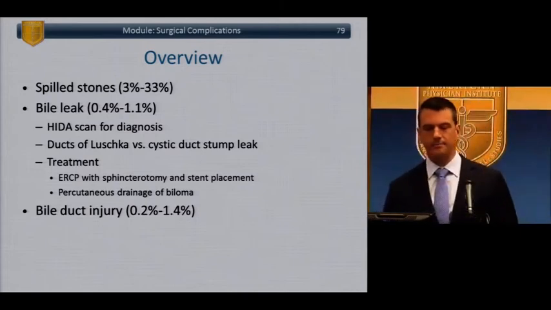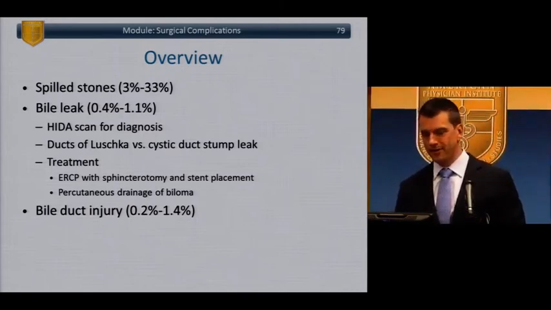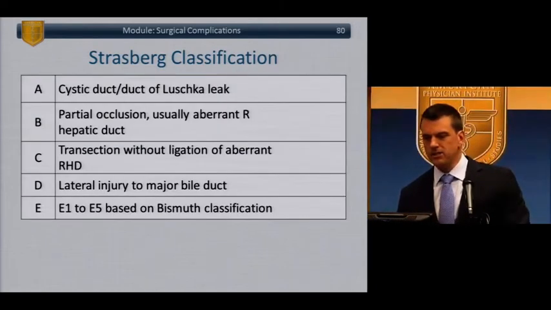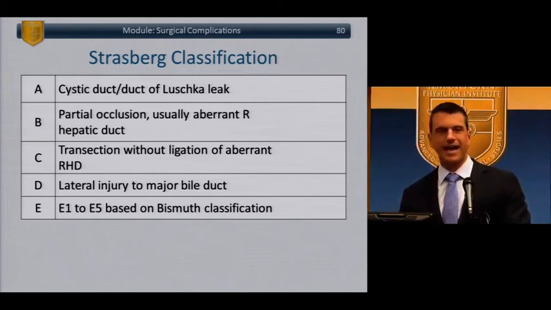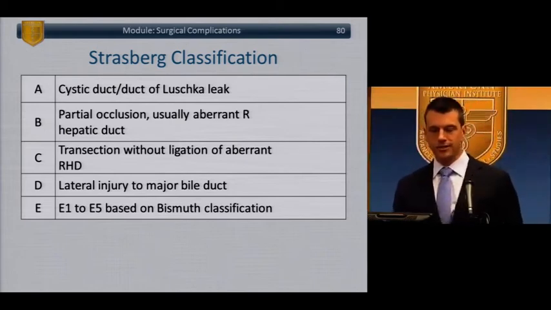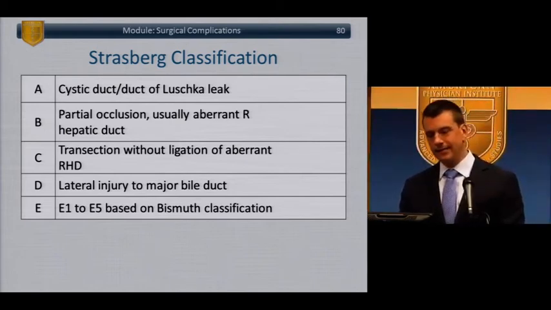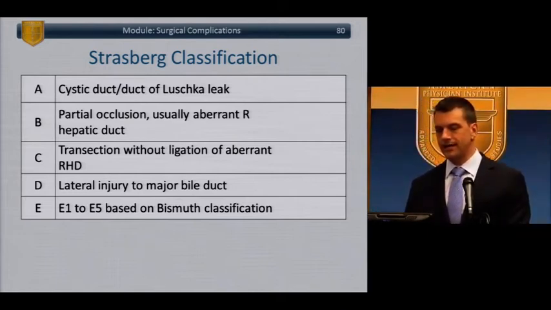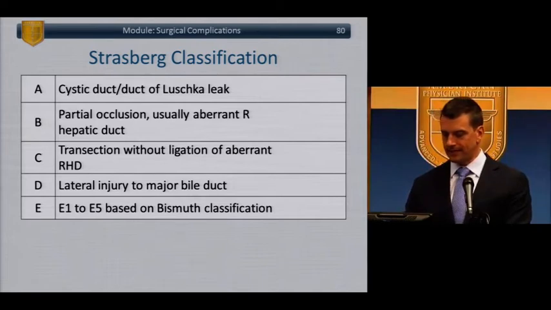Also now moving into the bile duct injury, the dreaded complication for general surgeons of this procedure in general. So there's a Strasbourg classification. It's not important that you memorize the exact stages here. A is just cystic duct or duct of Luschka leak. B is partial occlusion of usually the aberrant right hepatic duct. C is transection without ligation of a right hepatic duct. D is a lateral injury only, partial thickness to a major bile duct. And then stage E moves on to the Bismuth classification.